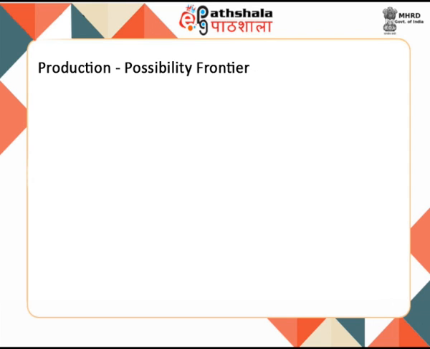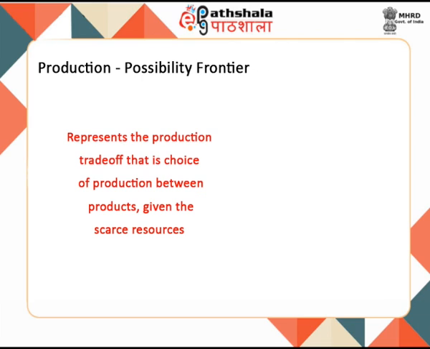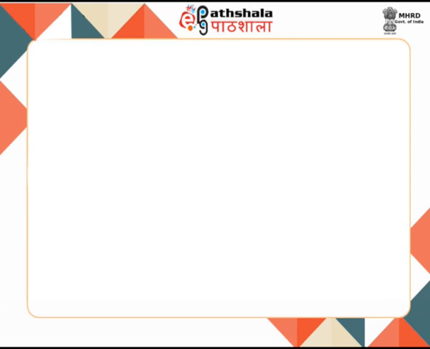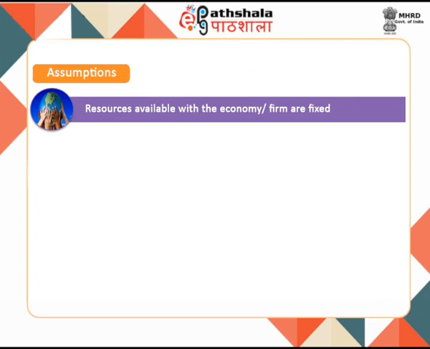Production Possibility Frontier (PPF), also referred to as Production Possibility Curve, is a graph that represents the production trade off, that is, the choice of production between products given the scarce resources. The PP frontier graphically demonstrates the problem of scarcity, choice, and opportunity cost. For the simplicity of understanding the concept, we make the following assumptions. Resources available with the economy or firm are fixed.